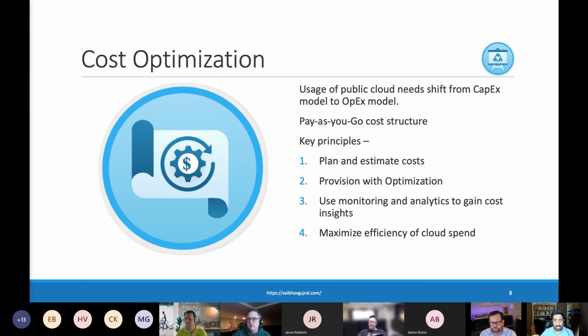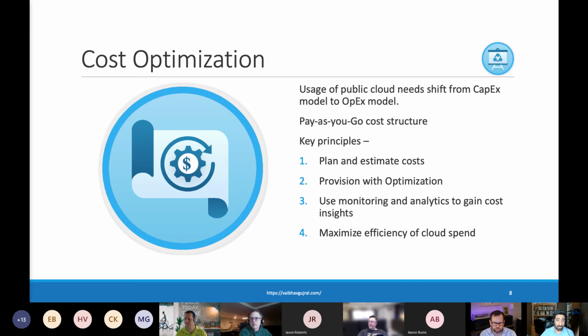So what it essentially does is ensure that you don't get shocks at the end of the month in your bills. It is very essential to estimate your costs upfront and inform the business about the estimated cost for running your workloads in Azure.